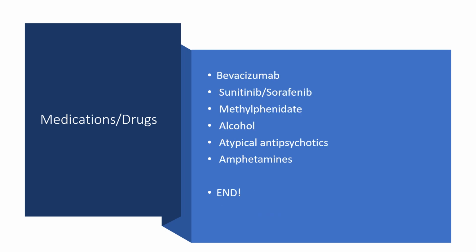And lastly, on my list is bevacizumab, sunitinib, or sorafenib, methylphenidate, alcohol or atypical antipsychotics, and amphetamines. Amphetamines, some will argue, should be under the street drugs. You know what? You're not wrong, but you're not right. You're not right because amphetamines are actually prescribed, but people took it from the pharmacist, after being prescribed by doctors, and then started abusing it. That's why you find it on the street.